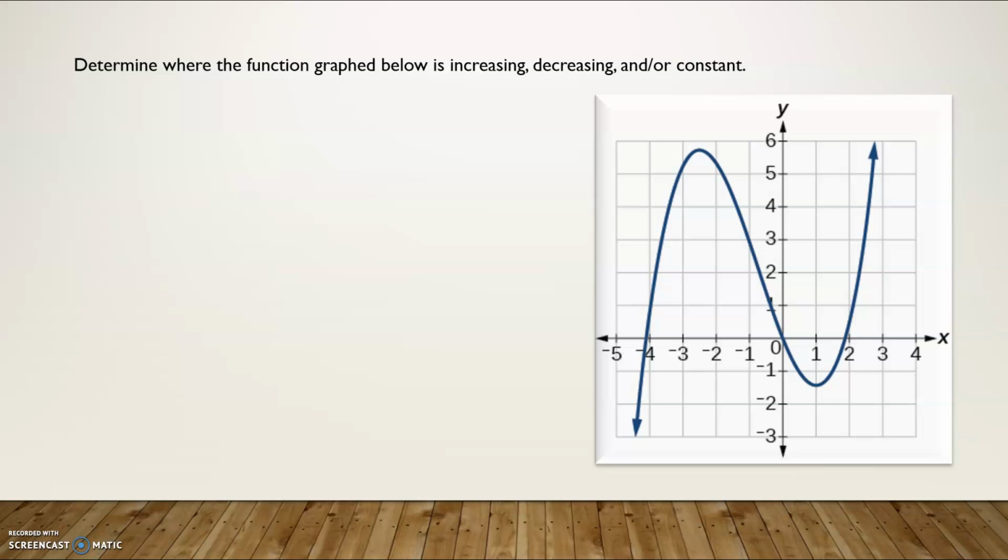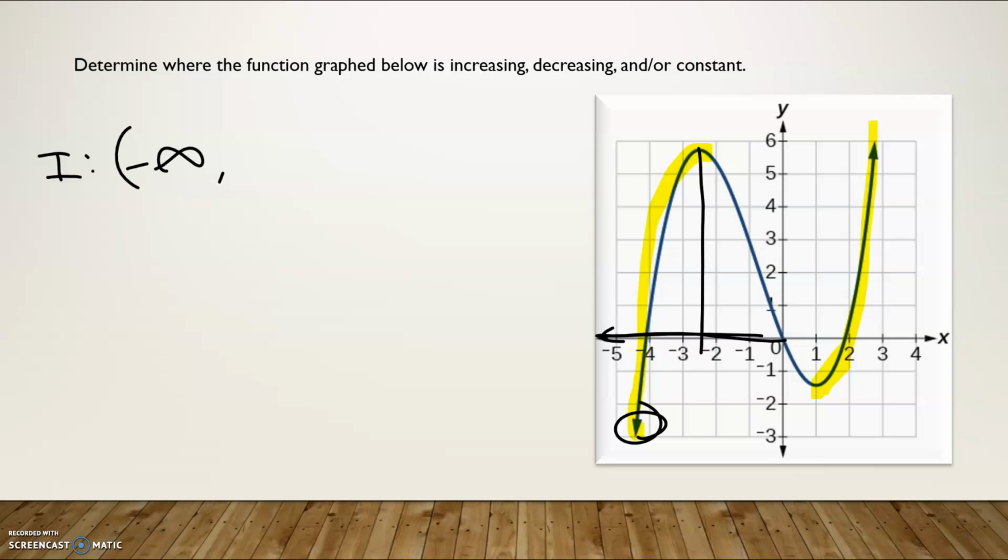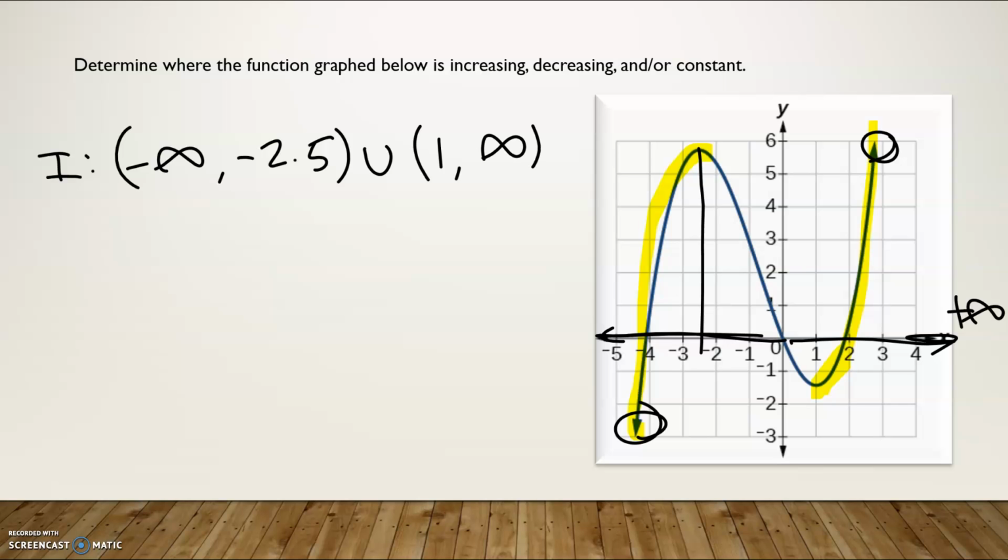Okay, let's look at this one. Same thing, determine where it's increasing, decreasing, or constant. It looks like it is increasing from here to here and from here to here. So I'm just going to write I for increasing. Remember, this is x values. We've got an arrow here on the negative side of x, so it starts from negative infinity. It goes up to, looks like, halfway between negative 3 and negative 2, so we'll say negative 2.5. And then also, union with, it starts at 1, and this arrow means it keeps on going on the positive x side, so it goes to positive infinity.